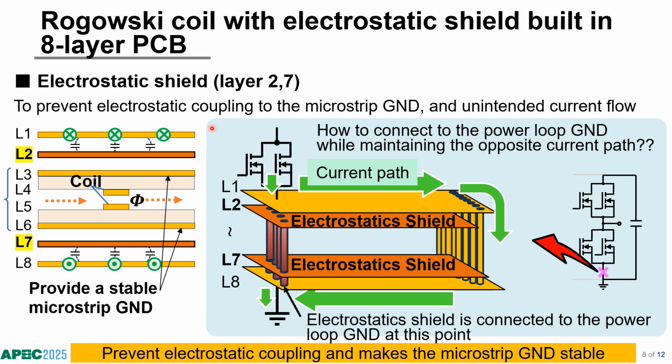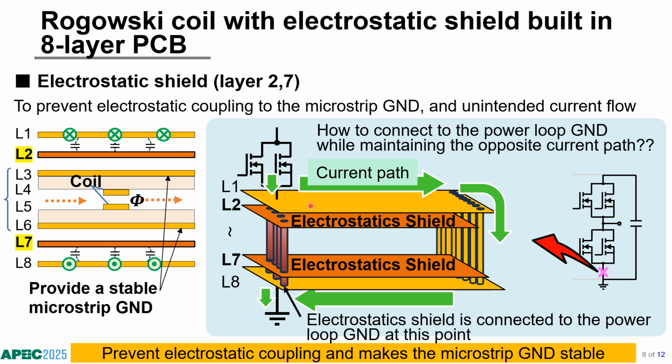The first approach is the provided electrostatic seal in between the inner layer of the microstrip line and the surface layer of the current path. The proposed Rogowski coil consists of an 8-layer printed circuit board, and the electrostatic seals are connected to each other through the vias to the microstrip ground. The installation point is here, ground or power loop.